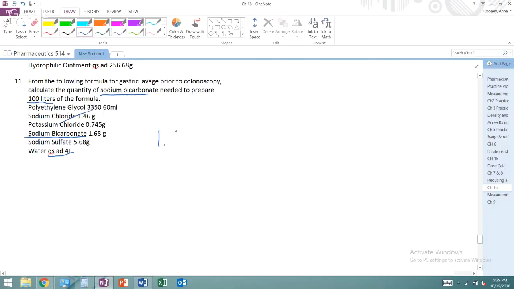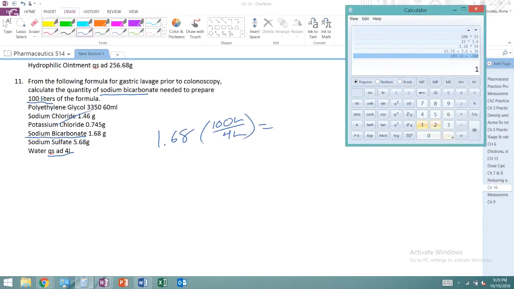So 1.68 and 100 liters, I believe, over 4, because we want to get that. So 1.68 times 100 divided by 4 is 42.